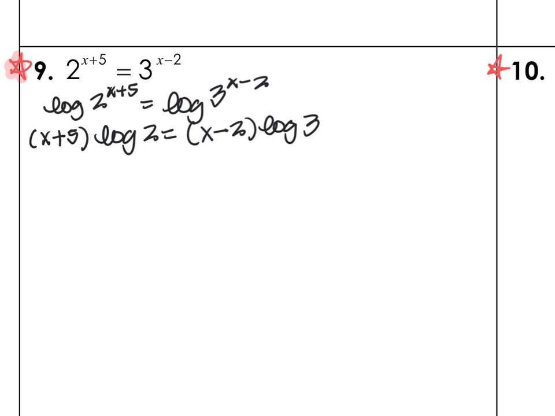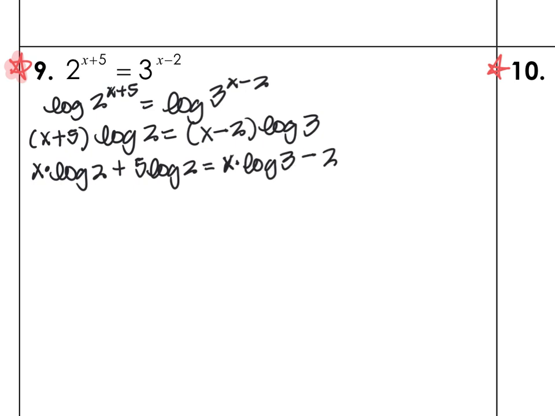Now notice here, we usually would divide by log of 2, but the issue is we've got x in more than one place, so we really can't do that just yet. So the key here is to distribute those logs into it, because we want to isolate the x's and get the x's together. So this is x times log 2 plus 5 log 2 equal to x times log 3 minus 2 log 3. So notice I distributed it in, got rid of the parentheses.